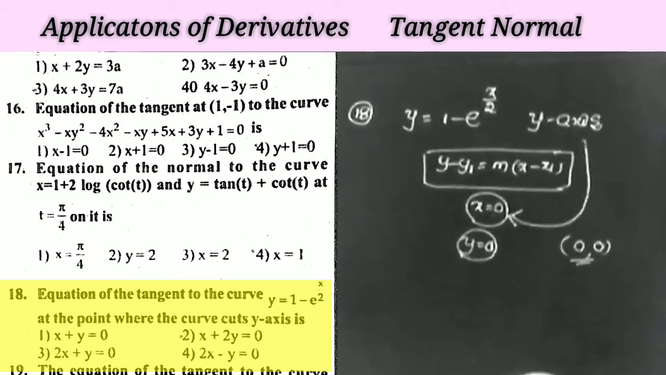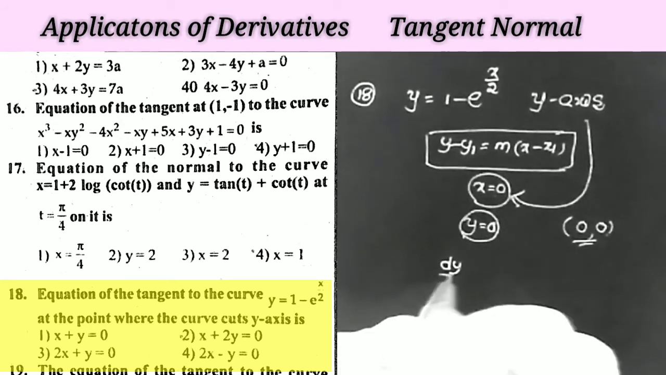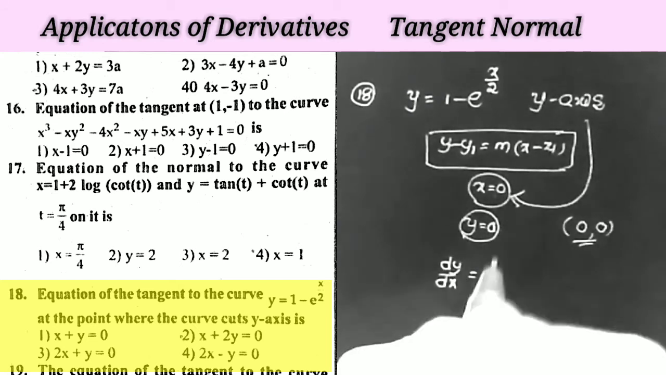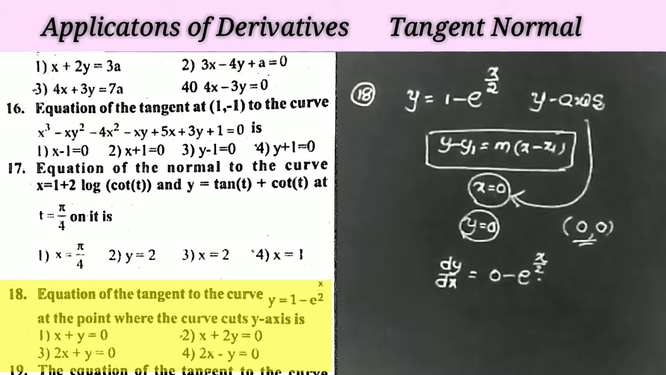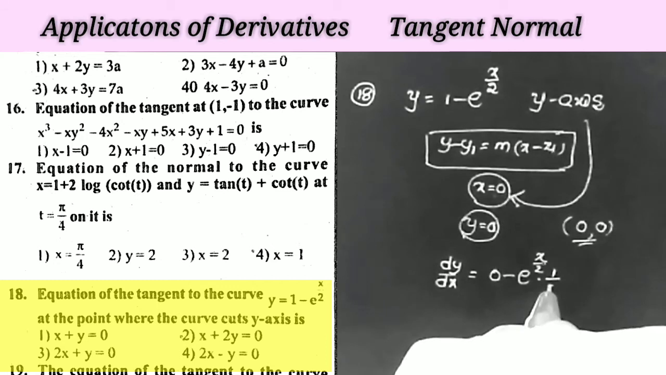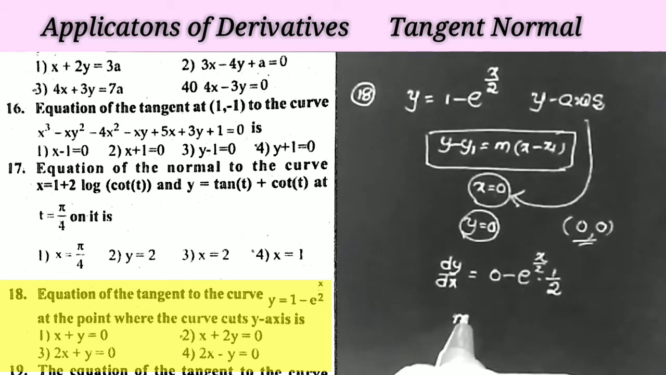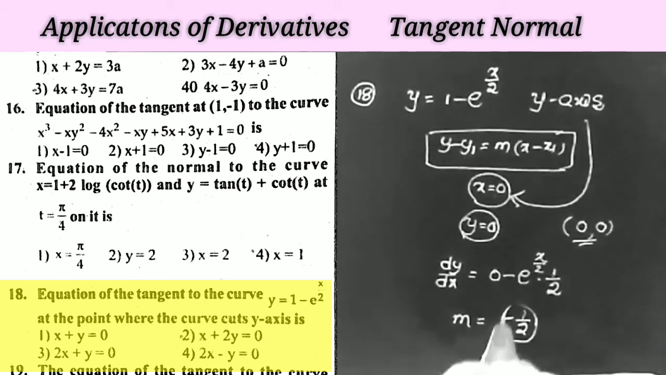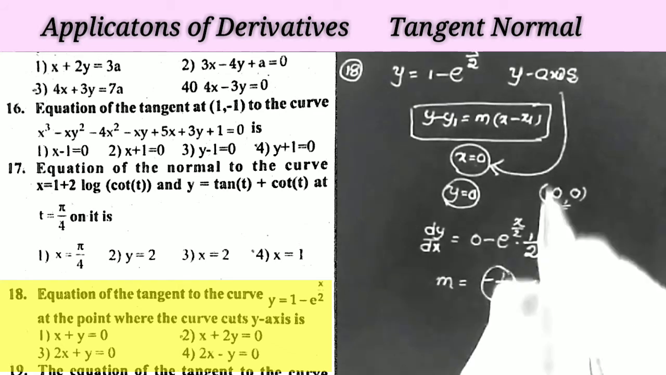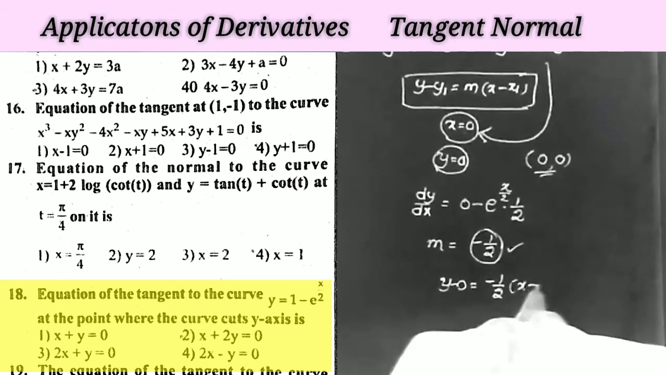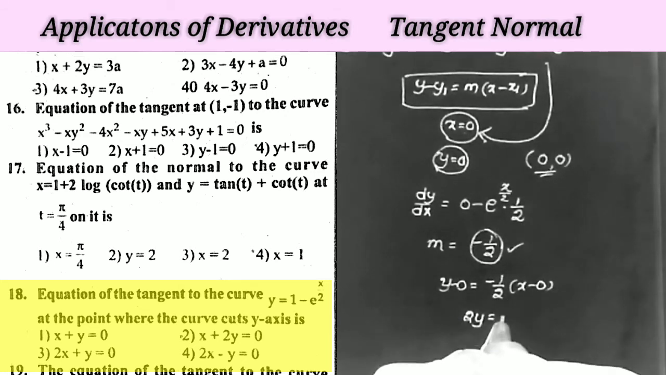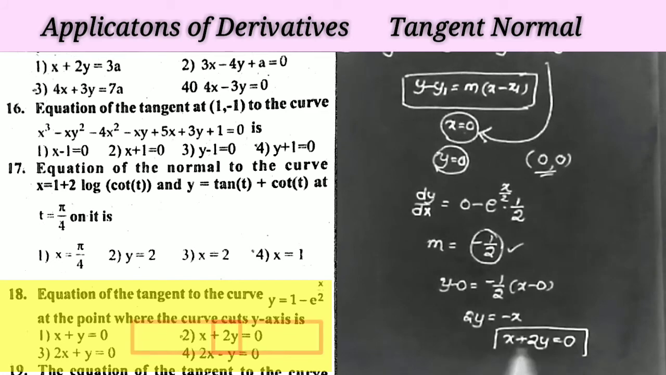Given that the point is equal to 0, 0. Now we want the slope value. dy by dx is equal to 1 derivative 0 and minus e power x derivative, that is e power x by 2, into again x by 2 derivative is equal to 1 by 2. Okay. Now replacing that x is equal to 0 here, then e power 0 is equal to 1. Therefore slope is equal to minus 1 by 2. Now we have to replace these values in the equation, that is y minus 0 is equal to minus 1 by 2 into x minus 0. Now taking the cross product, 2y is equal to minus x. So the answer is x plus 2y is equal to 0, and this is the second option.